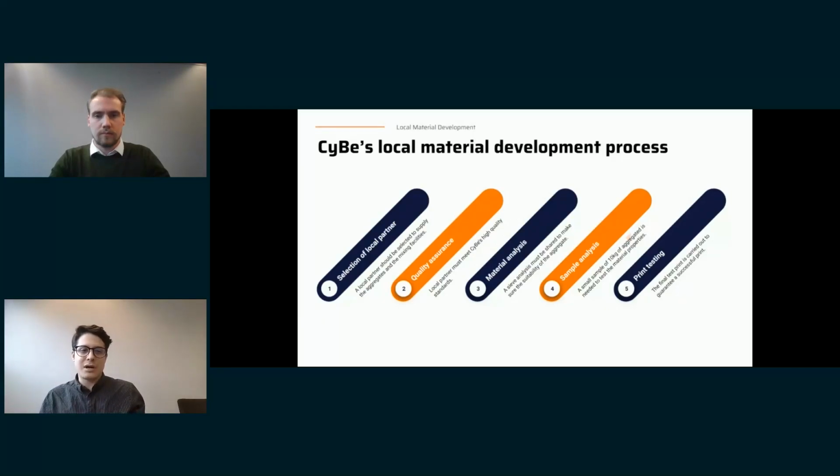we find a local partner that can provide the aggregate and also the mixing facilities when the client doesn't have this. This local partner has to satisfy the quality standard that CyBe has. So we do a quality assurance. We ask to see the facilities and everything. Then this partner shares with us the sieve analysis to see what is the distribution of the aggregate that they are planning to use. As I said, the maximum that we use is 3 millimeters.